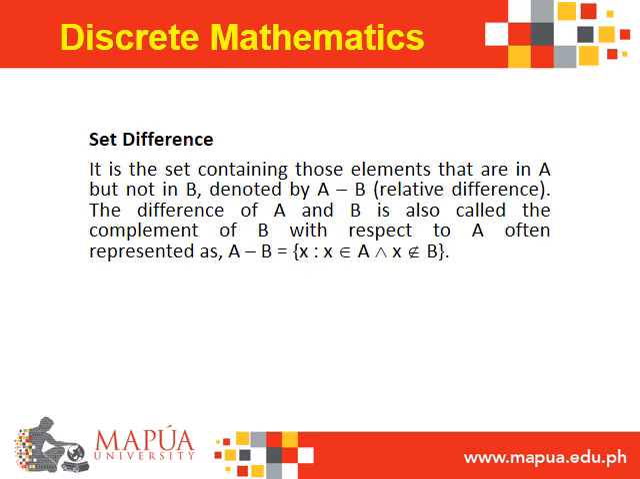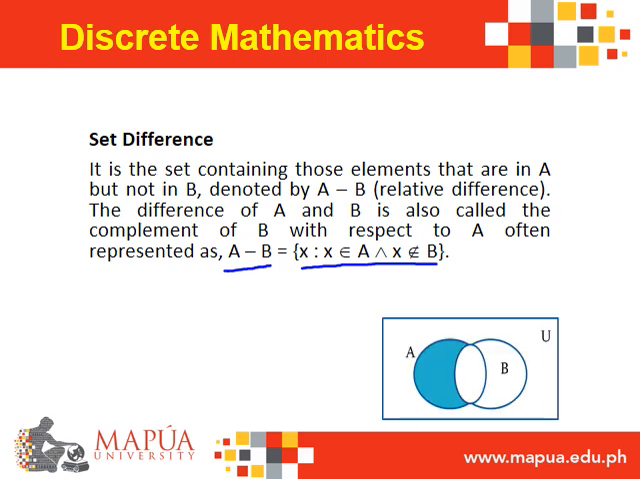The next operation is known as set difference. This involves the difference of two sets within the universal set, which is often denoted as relative difference. If we apply set difference on set A and set B, bearing the symbol A minus B, it would contain elements found in set A, but all the elements common with set B are removed. Therefore, on your Venn diagram, this particular shaded region represents A minus B.